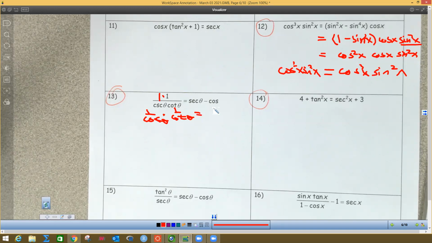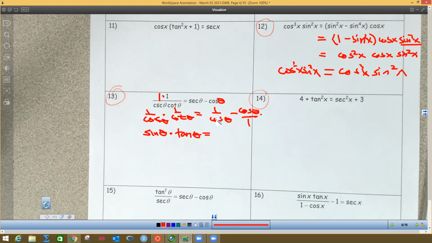And I'm going to do this side. I'm going to make this one 1 over cosine and minus cosine over 1. And do both of these. And I can see that they accidentally left off the theta. There's got to be a theta up here as well. Okay, so over here, I'm going to do the reciprocal of both these. So 1 over cosecant is sine theta. And the reciprocal of cotangent is tangent theta.